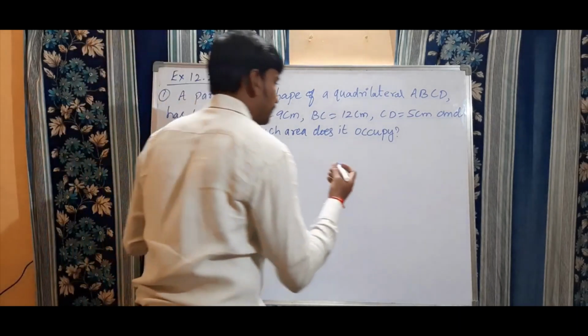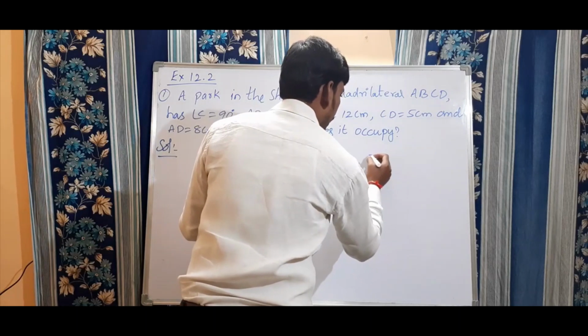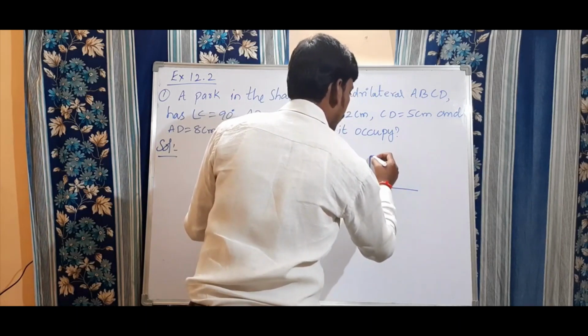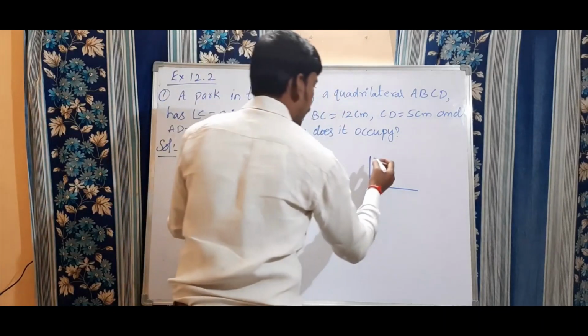Now, see this here. I am going to draw the park, it will be like this. Right? BC will be 12, no? Right.